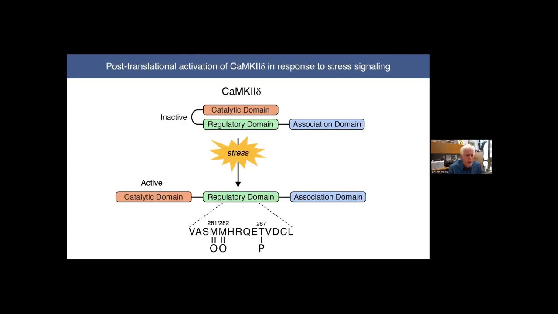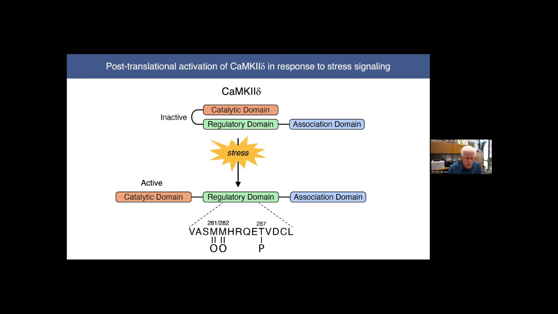So CAMK2 delta has 3 domains. It has a catalytic domain, a regulatory domain, and an association domain. In the unstressed state, the catalytic domain is sequestered by the regulatory domain, which holds its activity in check. But in response to various forms of stress, the regulatory domain can be post-translationally modified. In response to ischemia, as shown by Mark Anderson initially, two adjacent methionines in the regulatory domain become oxidized, and this unleashes the catalytic domain to uncontrollably phosphorylate downstream targets, leading to pathologic cardiac remodeling.